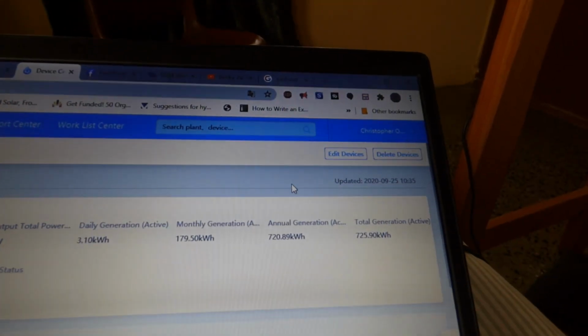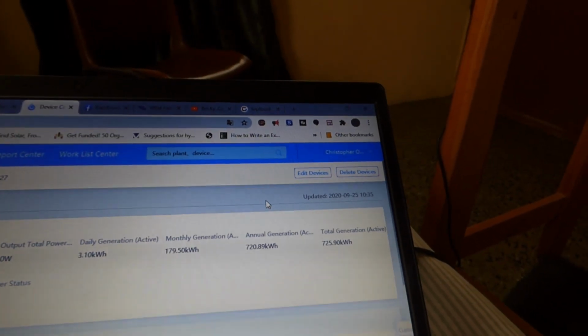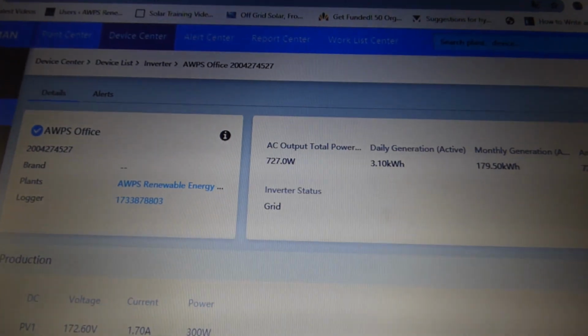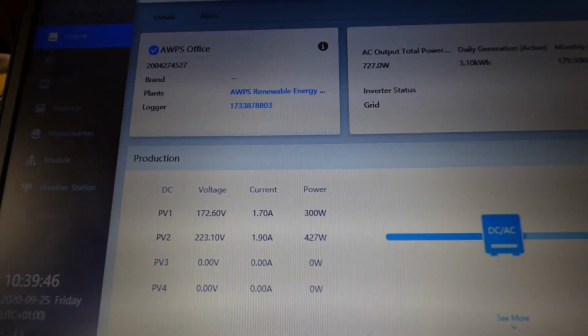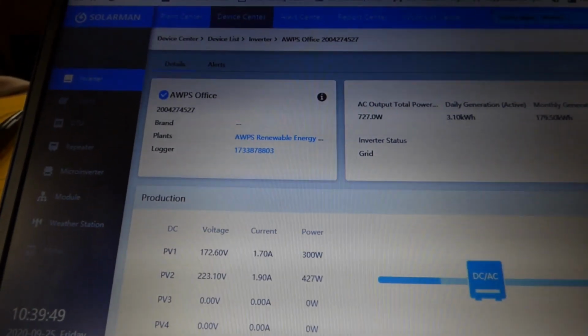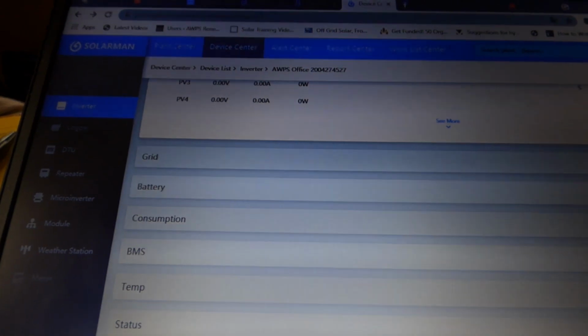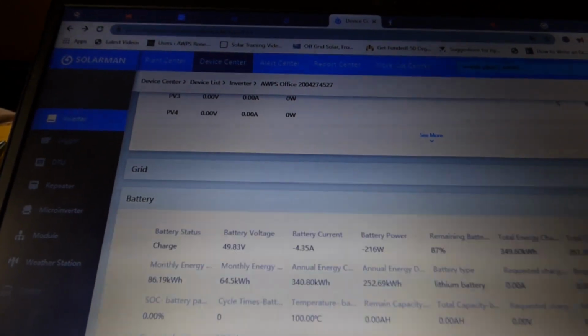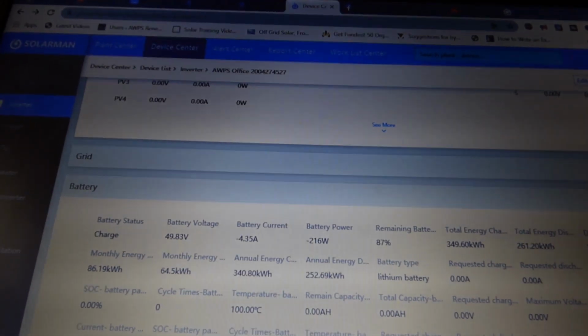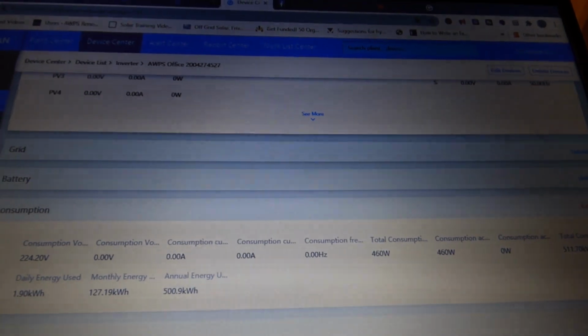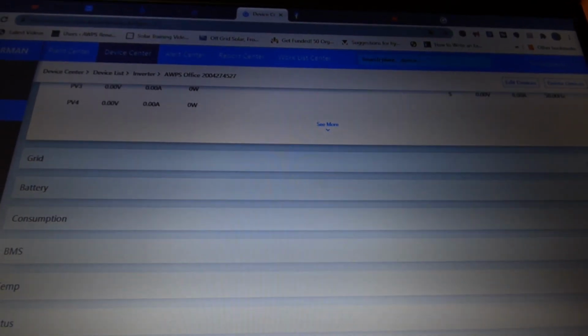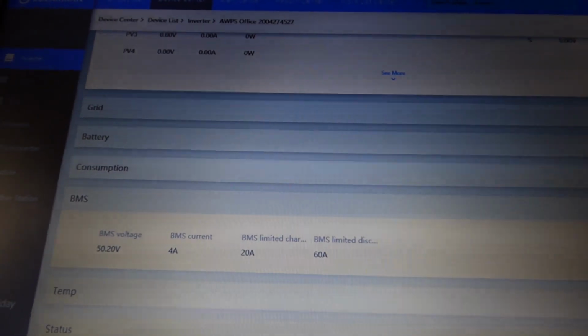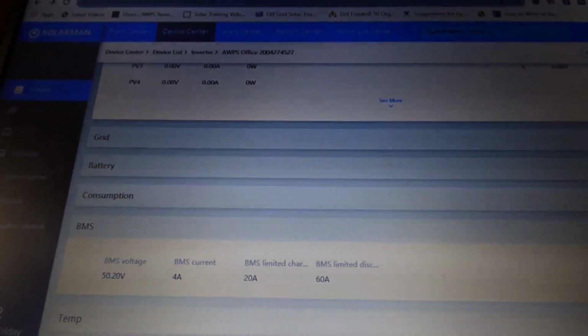Now let's take a look at mine. I don't get time of use because I'm not connected to the grid. So as you can see, 727 watts. I have two strings. One is pushing 300 watts. The other is pushing 427. I didn't show that to you for the last customer. I have no grid because I'm off grid. My battery is at 87% and I'm pushing 216 watts into the battery. My consumption is 460 watts, and my BMS right now is limiting charge to 20 amps. So I cannot do more than 20 amps in charge if the sun does miraculously pop out.